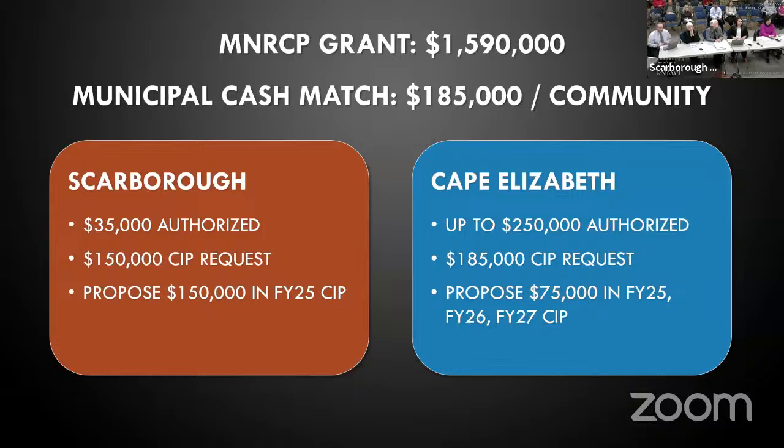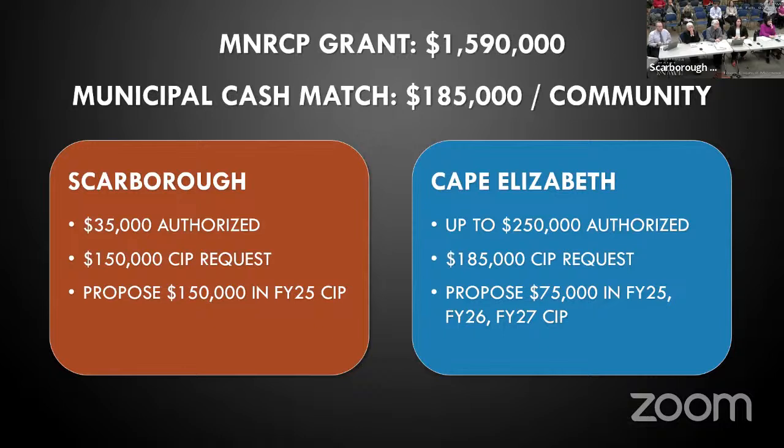And then we also wanted to touch on the cash match that is needed to move forward with this project. Maureen mentioned that we had applied for the NFWF grant at the end of fiscal year 23, so June of 2023. And as part of that process, Scarborough Town Council authorized a $35,000 CIP to serve as cash match for that project. The MNRCP opportunity became available to us, or we became aware of it, after our budget process. And so to move forward, the MNRCP project will need a total of $185,000 cash match to fund the construction of the turnarounds at the end of Sawyer Street in Scarborough.